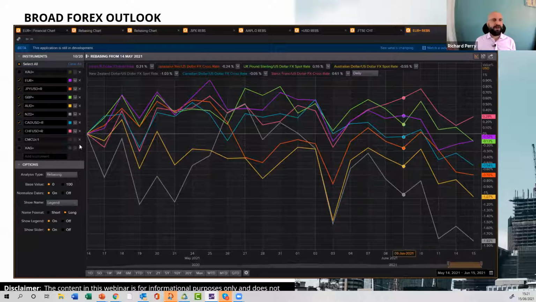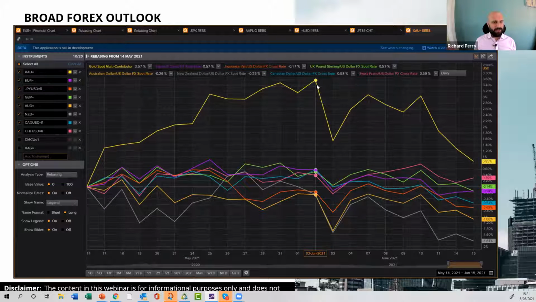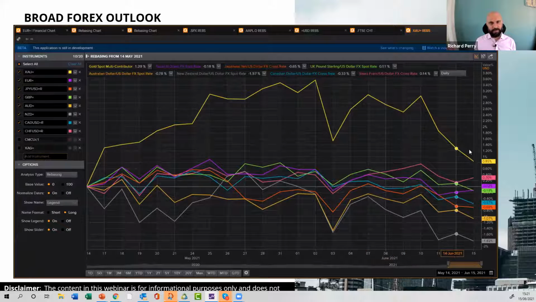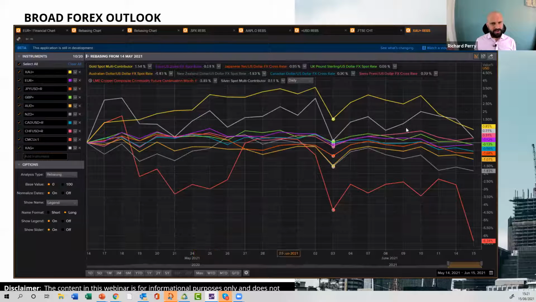Now, it looks as though they are massively underperforming, but if I add in the performance of gold, gold was really strong up until the start of June, and now it's started to come back. Add in the performance of copper. Copper has also really started to fall away. Look at that, 6% down in the last month, really performing negatively. And finally, silver.